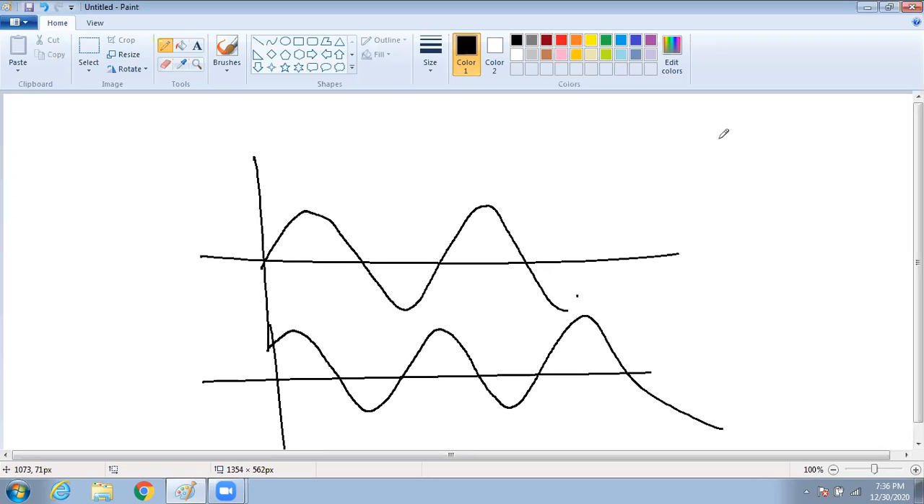Here, you might get a wave like this. This is not completely in phase, nor is it completely out of phase. It is partially out of phase. Correct or not? Yes, sir. So these are different kinds of interferences, different types of superposition.